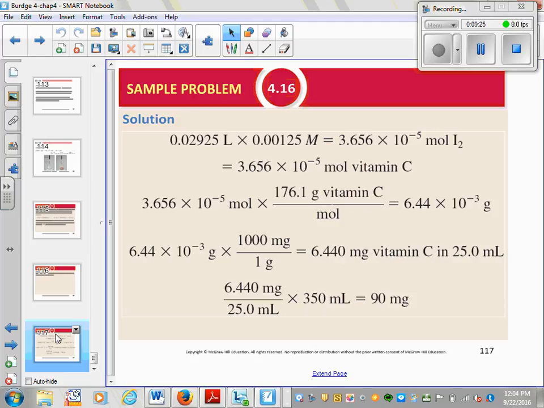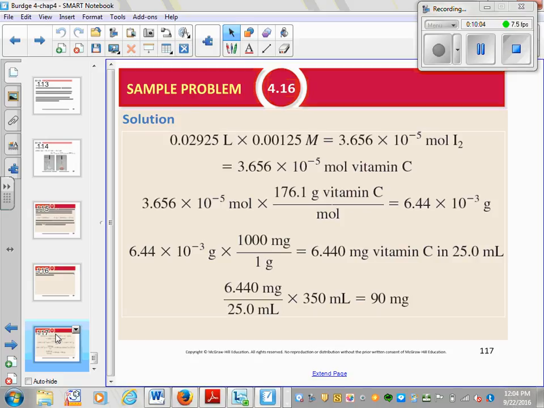So we take, remember, molarity is equal to moles of solute over liters of solution. So we have the molarity, 0.00125. We converted this to liters, 0.00125. So to figure out the moles, it would be the molarity times the liters, is what they did up there. So we have 3.656 times 10 to the minus 5th moles of iodine.